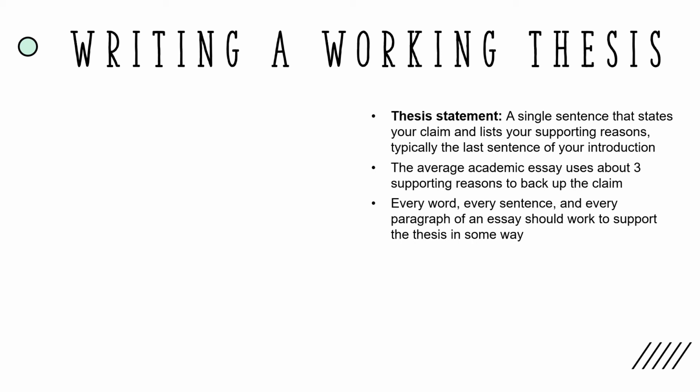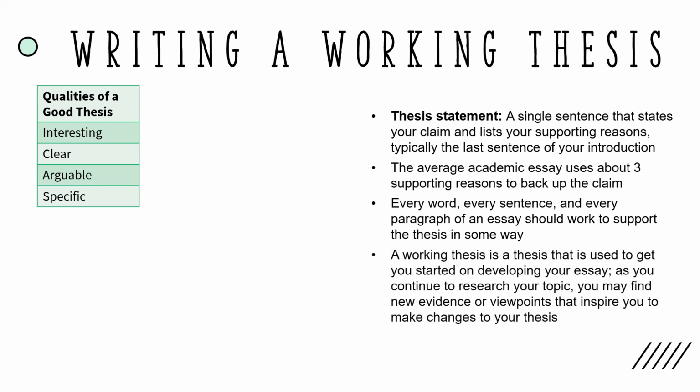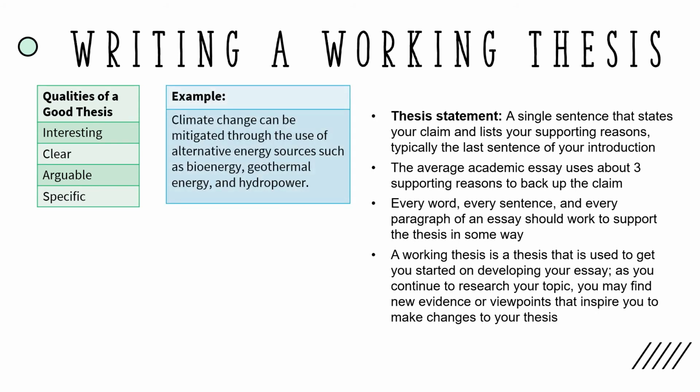A good thesis will possess 4 qualities. It will be interesting, clear, arguable, and specific. A working thesis is a thesis that's used to get you started on developing your essay. As you continue to research your topic, you may find new evidence or viewpoints that inspire you to make changes to your thesis. An example of a working thesis on climate change for an argumentative essay might be, climate change can be mitigated through the use of alternative energy sources such as bioenergy, geothermal energy, and hydropower.